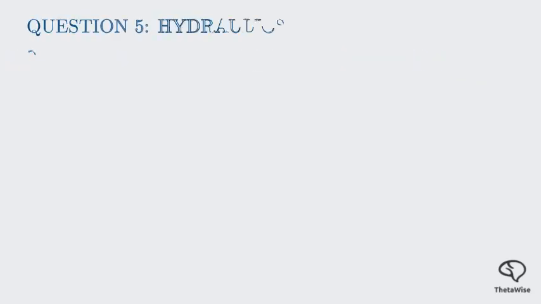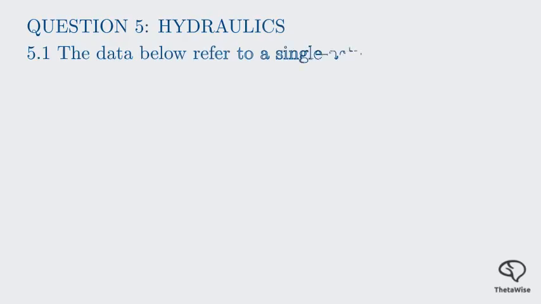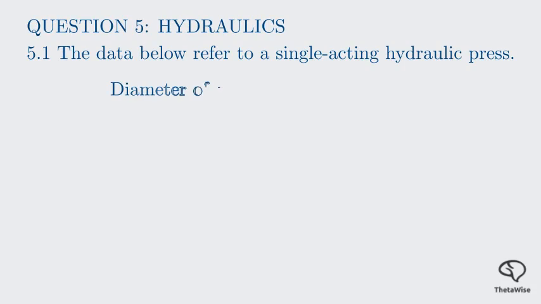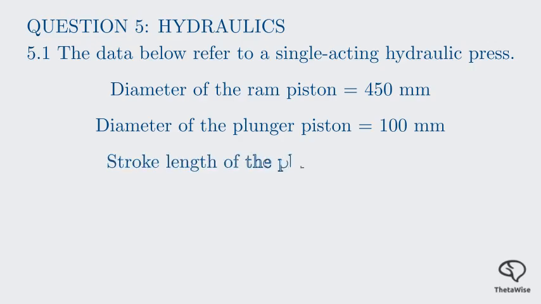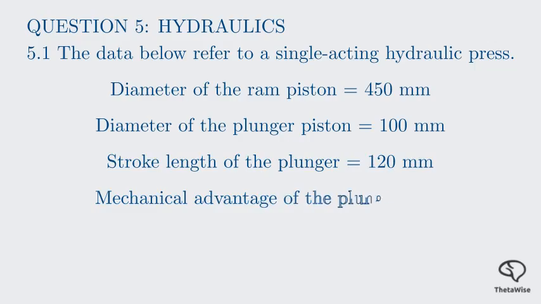Question 5.1 reads, the data below refer to a single-acting hydraulic press. We are given four pieces of data. First, the diameter of the ram piston is 450 millimeters. Second, the diameter of the plunger piston is 100 millimeters. Third, the stroke length of the plunger is 120 millimeters. And fourth, the mechanical advantage of the plunger is 20.